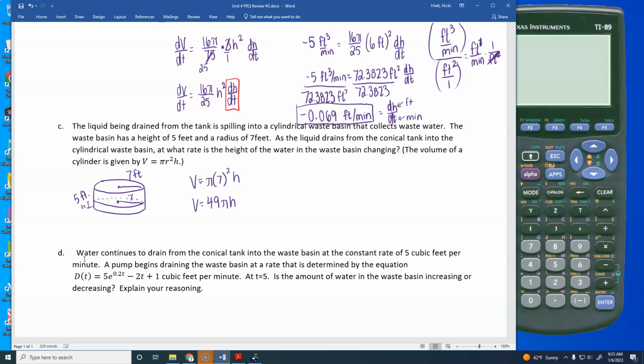And so the question says liquid drains from the cone into the water basin. At what rate is the height of the water changing? What's it asking for? dH/dt. They don't give us a specific time, but we're going to find we really don't need that because we're going to have a constant rate here. So when we take our derivative, we're going to get dV/dt. 49 pi is just a constant, so we get 49 pi dH/dt.